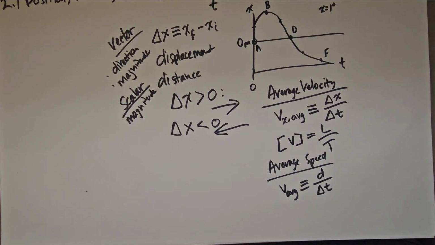Okay, quick quiz number 2.1. Under which of the following conditions is the magnitude of the average velocity of a particle moving in one dimension smaller than the average speed over some time interval? So we want to know which conditions give us the average velocity in one dimension smaller than the average speed, right? So when is the average velocity smaller than the average speed?